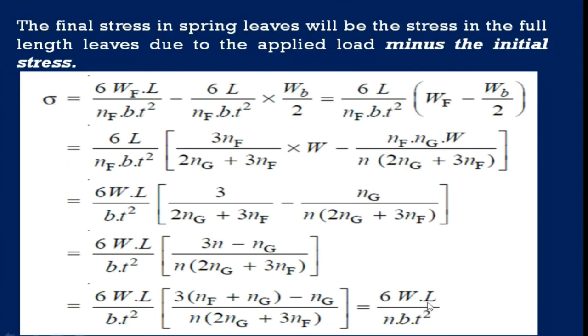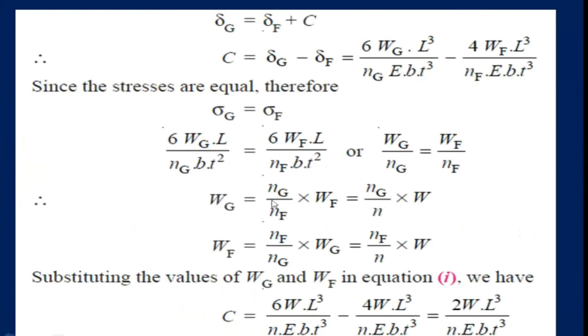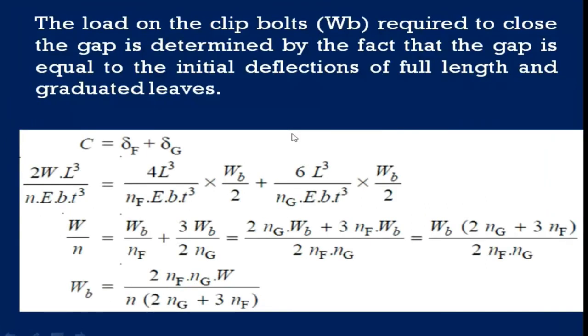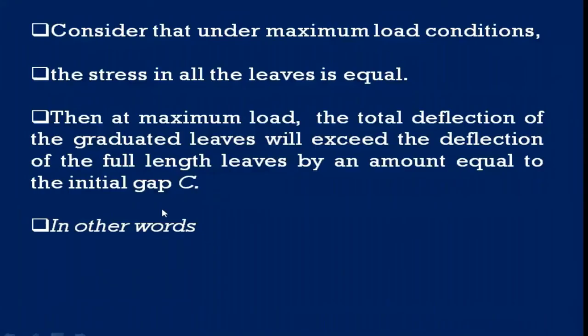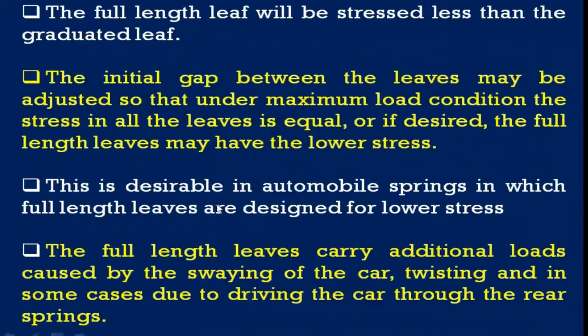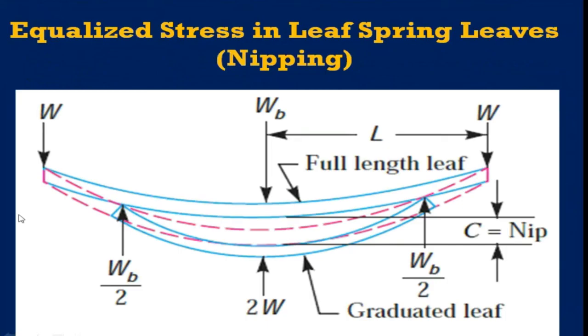So that's the aim of taking nip C between full length and graduated leaves in the leaf spring. If the stresses are equal, you will get the maximum advantage of this leaf spring. Advantage in the sense you will get more functional benefits. I think it is clear.